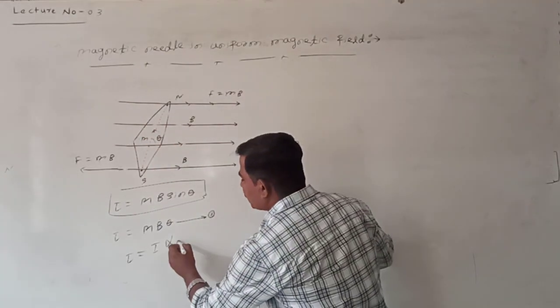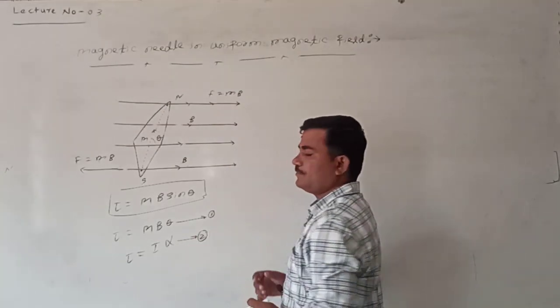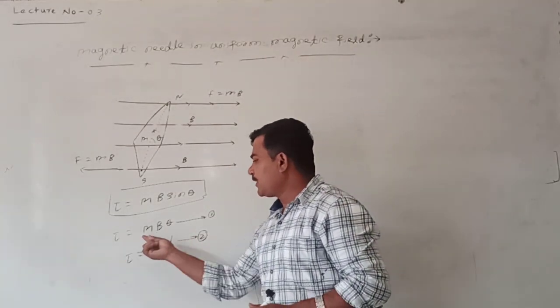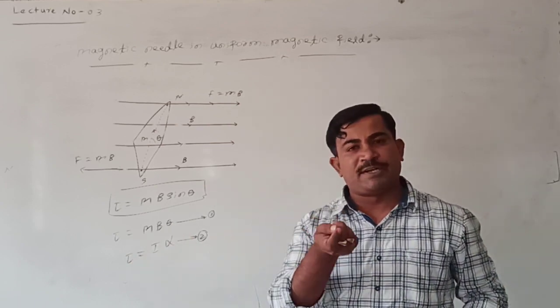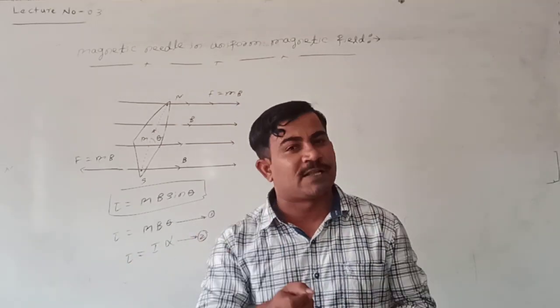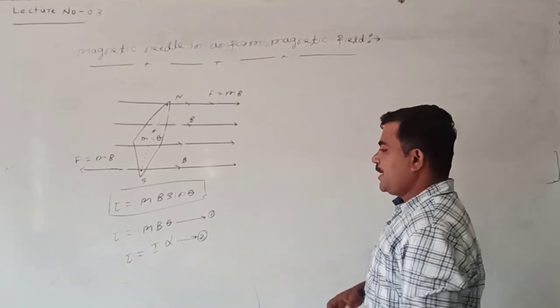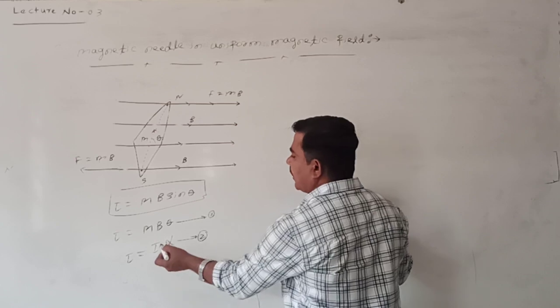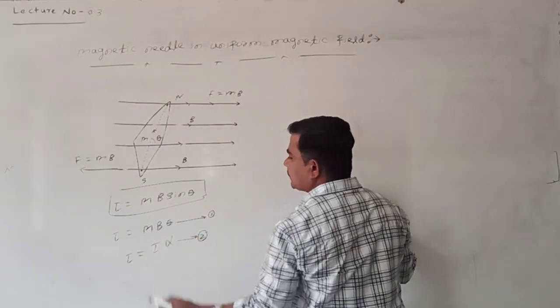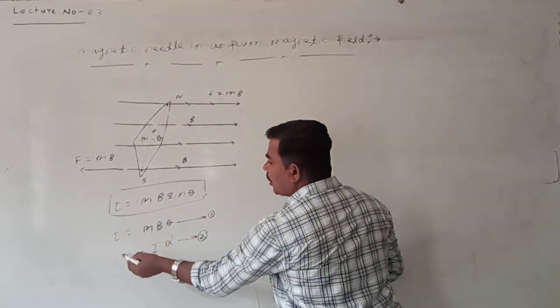Now I can call this equation number 2. This one we call the restoring torque, and this one is the torque experienced due to the moment of inertia and the angular acceleration alpha. Now you can compare equation 1 and equation 2. What will we get? Here also torque, here also torque.